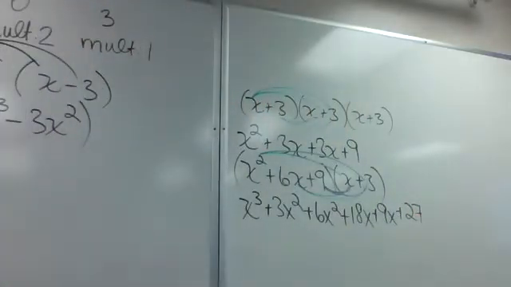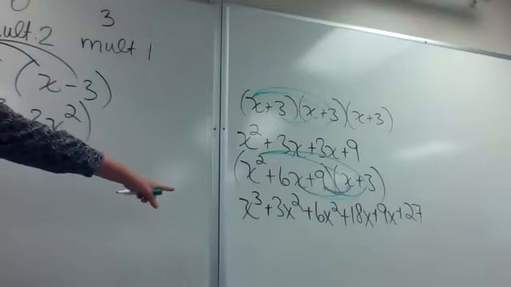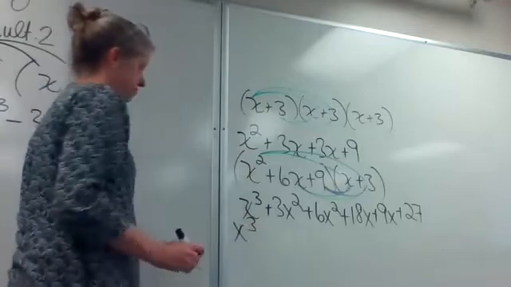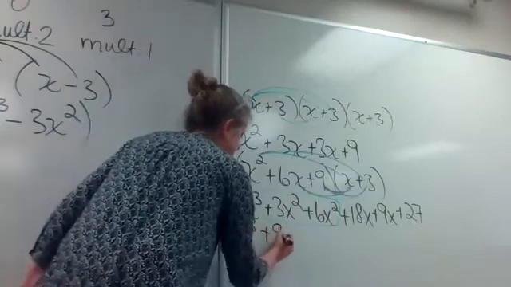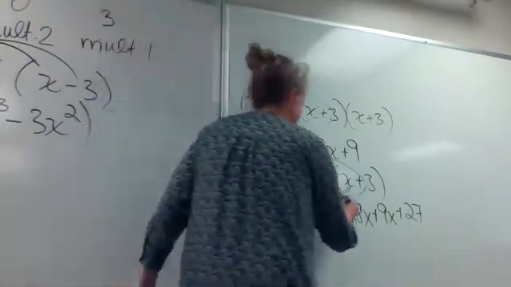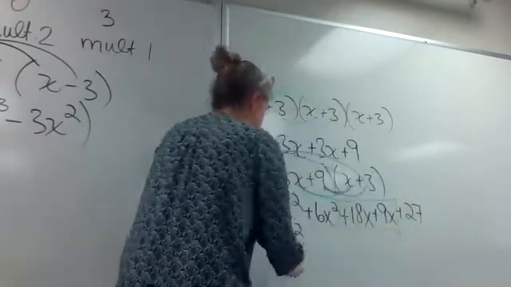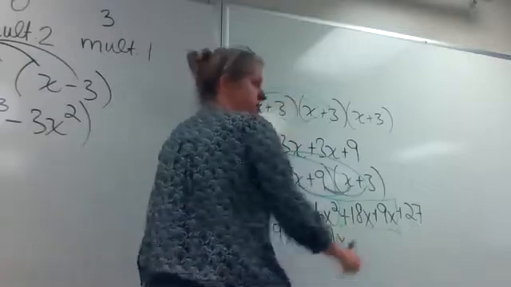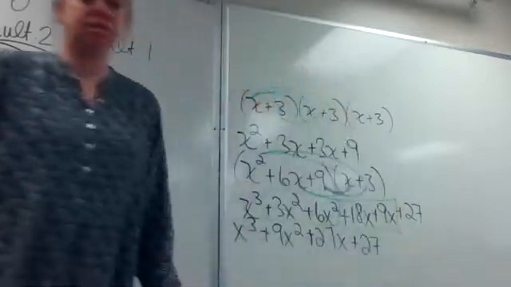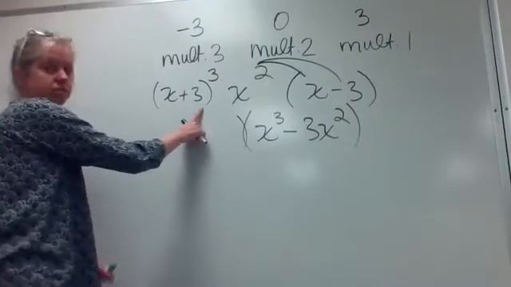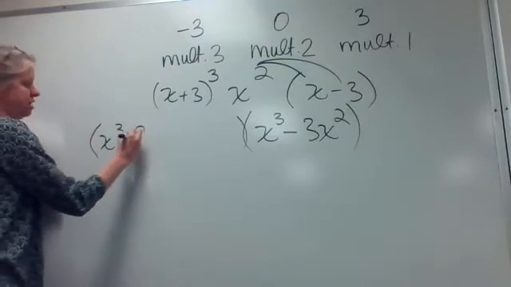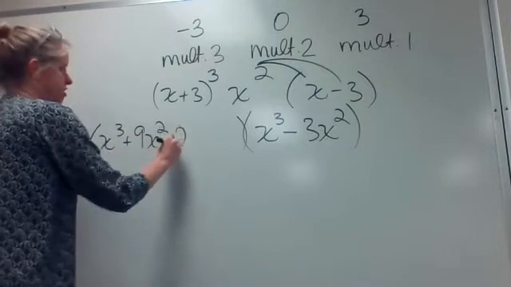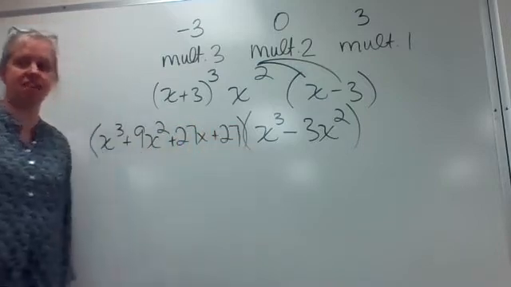Clean it up by combining your like terms. How many x cubes do I have? Just that one. Now, there's your x squareds, 3 and 6, so I have 9 of them. X is 18 and 9, which means I have 27 of them, plus 27. So where does that go? Where the x plus 3 cubed was. So what did it end up being? X cubed plus 9x squared plus 27x plus 27.